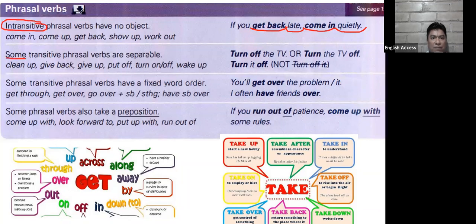Some transitive phrasal verbs are separable: clean up, give back, give up, put off, turn on or off, and wake up. Turn off the TV, or turn the TV off, or turn it off. When you have the pronoun with turn off, we can't put it at the end. Turn off it is incorrect.